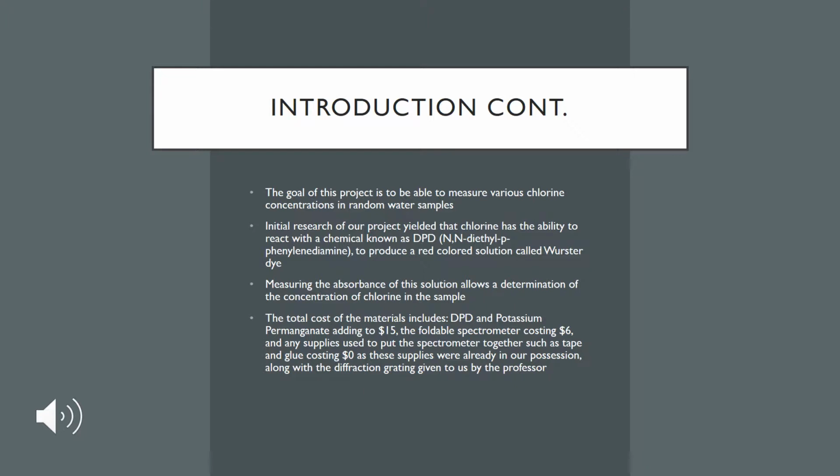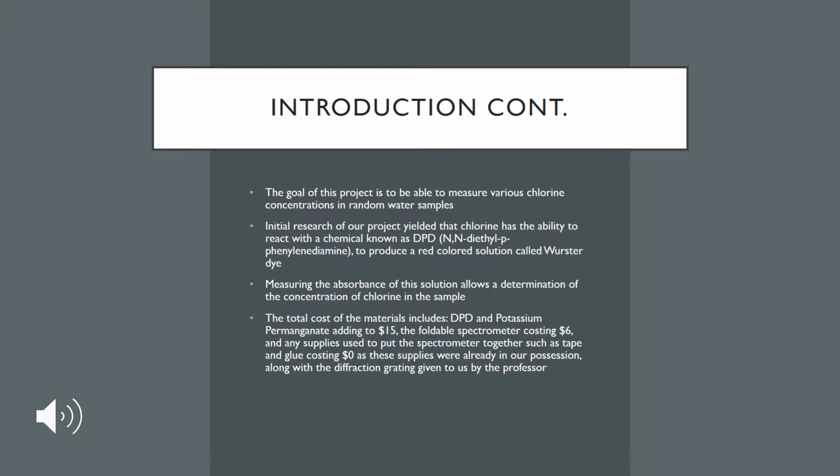Initial research of our project showed that chlorine has the ability to react with a chemical known as DPD and produce a red colored solution called Wurster dye. And measuring the absorbance of this red colored solution can allow us to determine the concentration of chlorine in the sample depending on the hue of red or pink that we get.